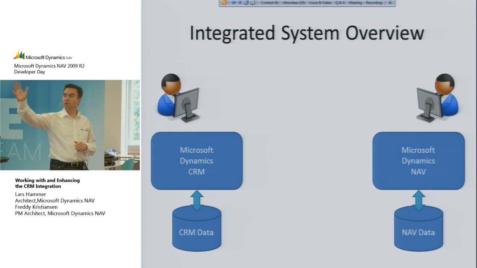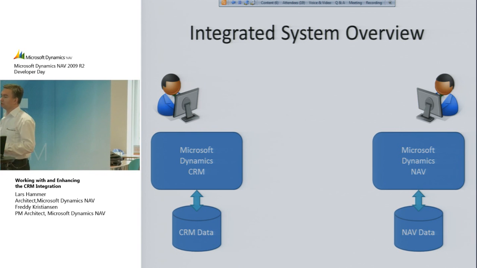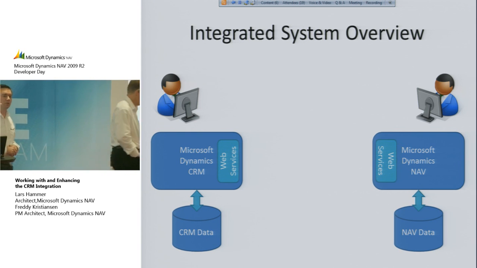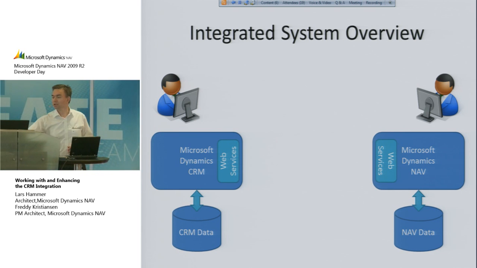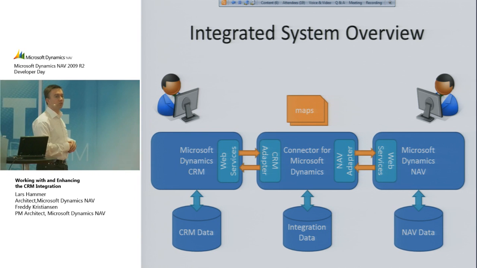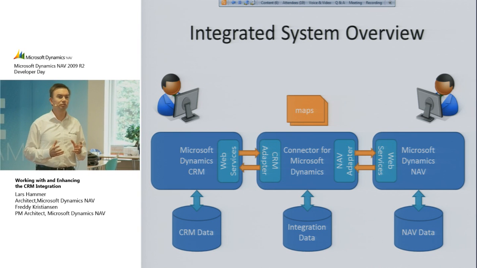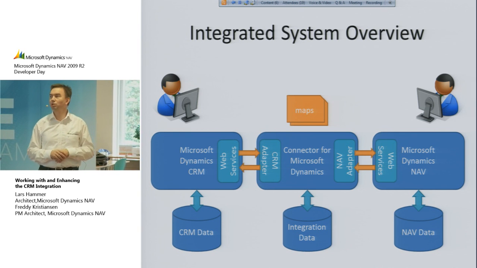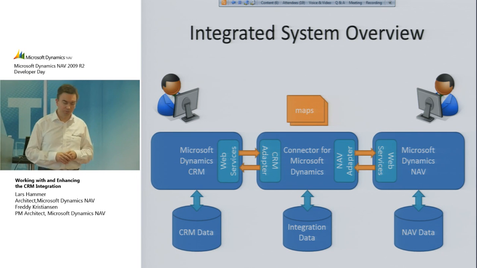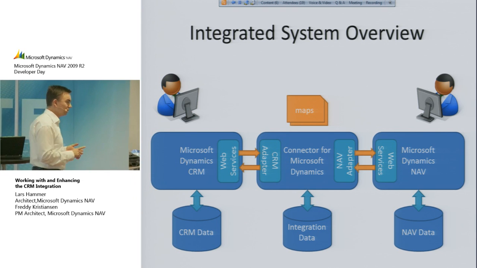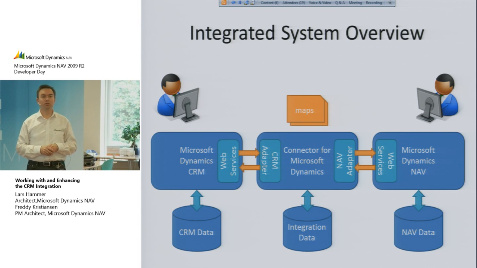We have CRM on your left-hand side, and we have NAV on your right-hand side. Out of the box, these both come with a web services possibility for integration. That's exactly what this middle piece is utilizing, the Dynamics connector, which is a generic piece of software that's developed to connect Dynamics products. There's already a connection using this technology made from CRM to GP, and we're also working on one for AX. Today we're talking about the one for NAV.